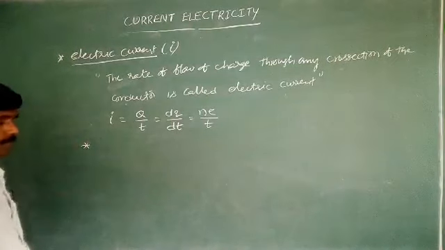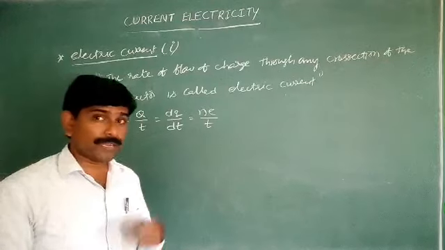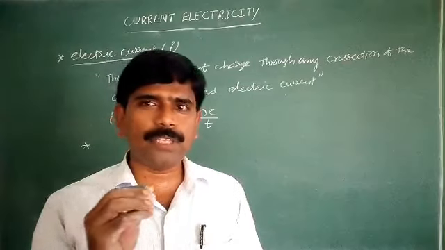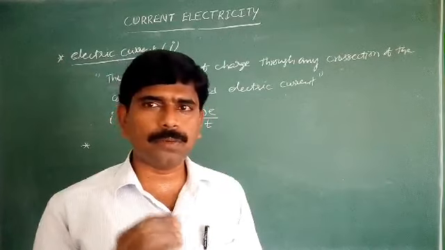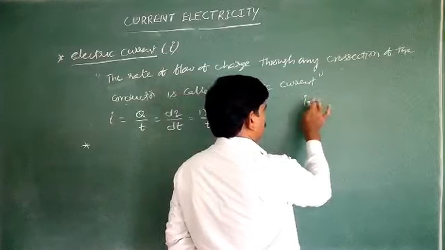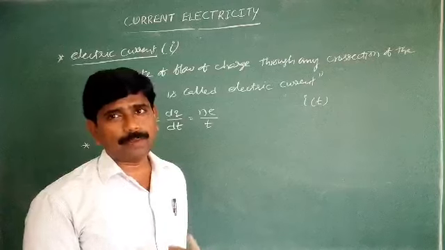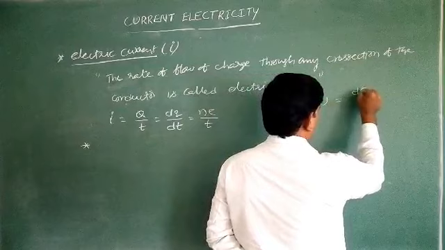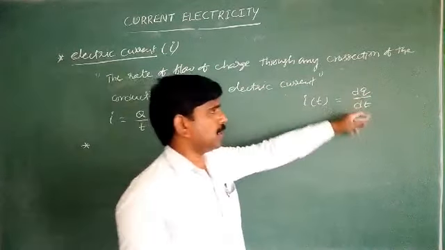In case the current is variable, how do we find out how much charge is passing through the conductor? Try to observe here. I is a function of time, so current is the function of time. Variable currents: that is nothing but dq by dt, the instantaneous current. I is equal to dq by dt.